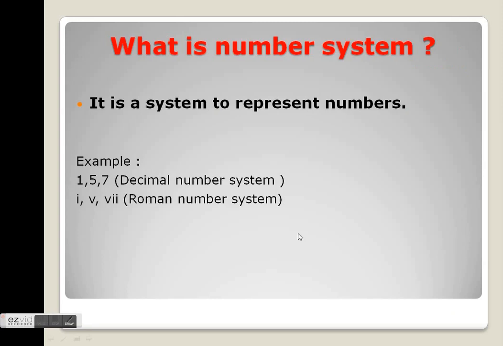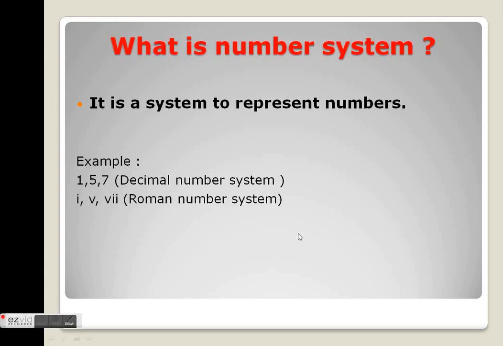Students, let's first understand what is number system. Number system is a system which is used to represent numbers. We all are familiar with the decimal number system and the Roman number system. The example of numbers represented in decimal number system and Roman number system are visible on your screen.